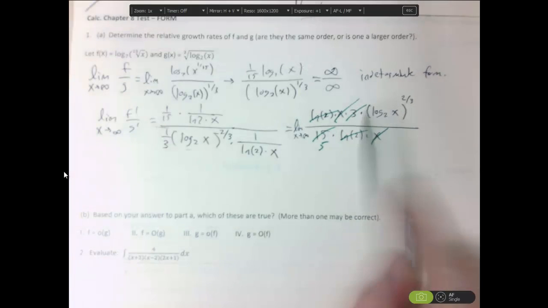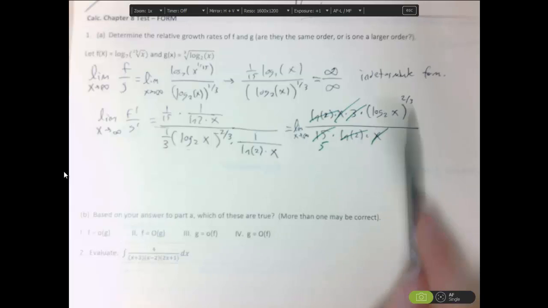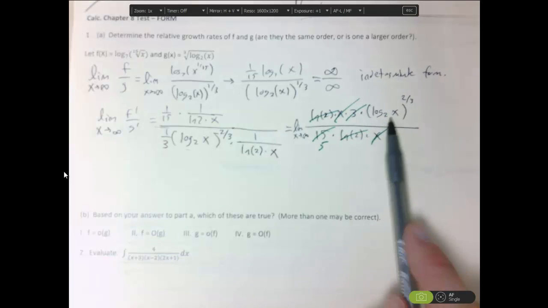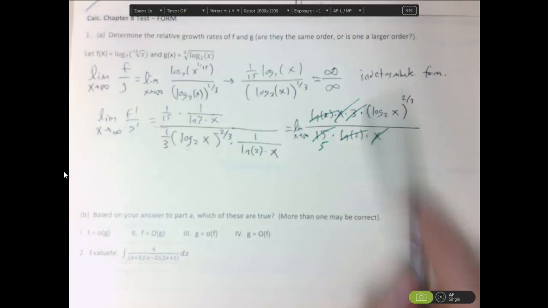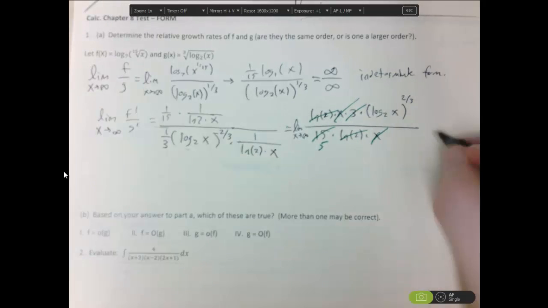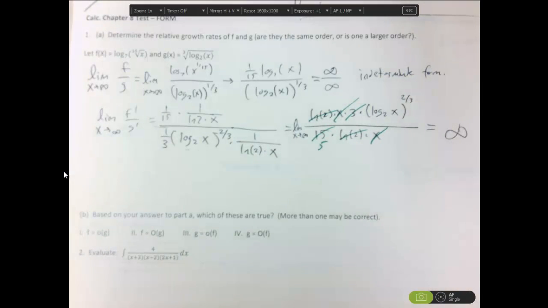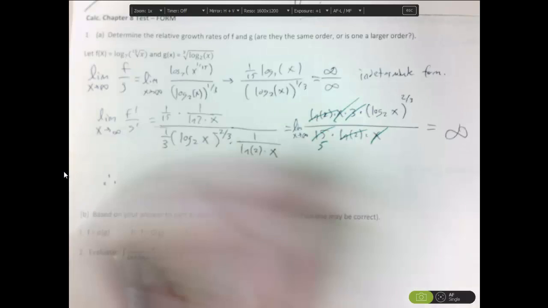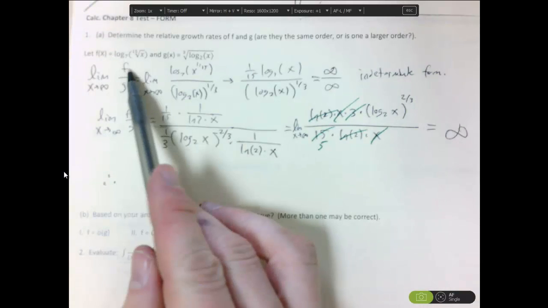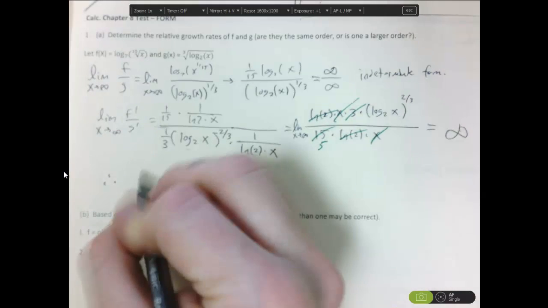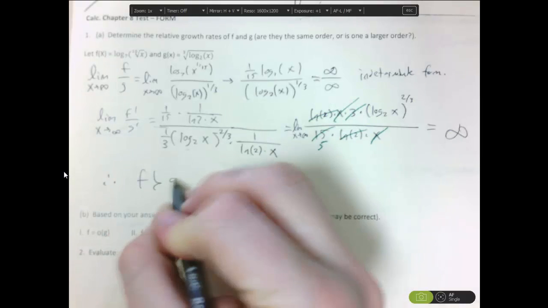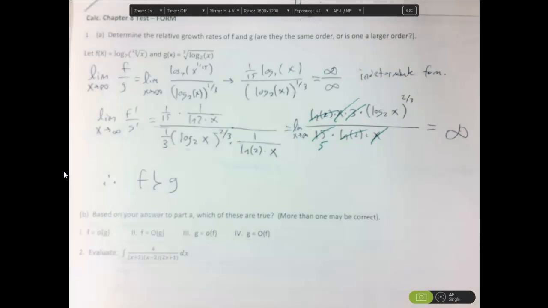What's left in the numerator is this function, but it's definitely an increasing function. As x is going up, this is definitely increasing. So that means this equals infinity. Therefore, in the original function, f must have a larger order of growth than g. So I'll write that this way, f larger order of growth than g.